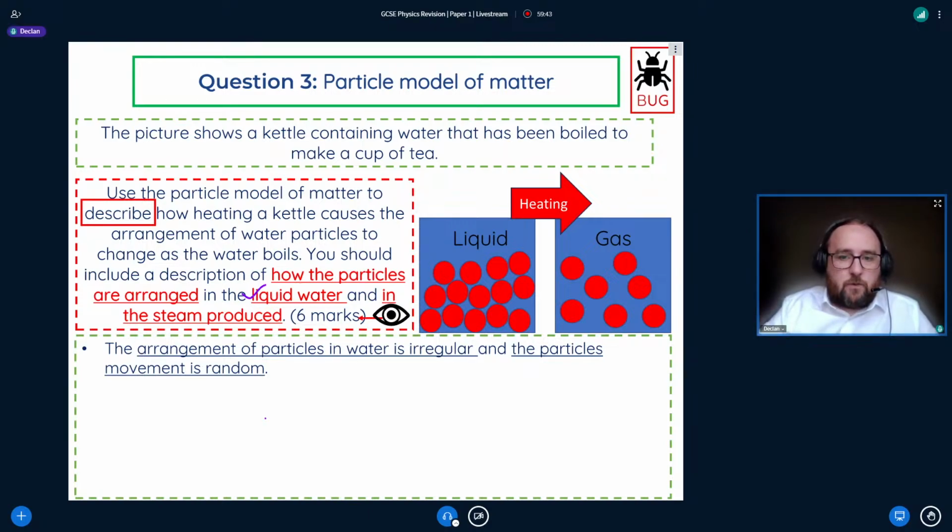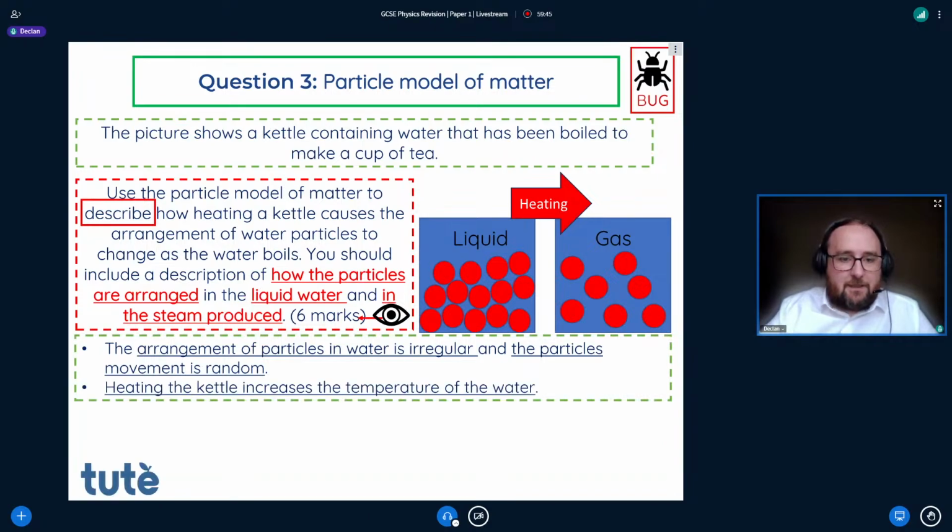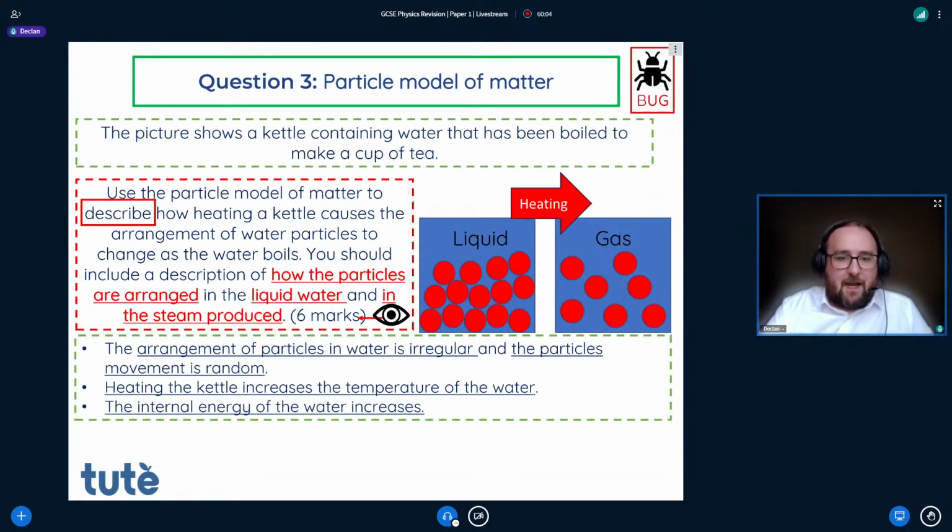Next, what are we doing next? We're having to heat it, so make sure I say this: heating the kettle increases the temperature of the water. It might sound stupidly obvious, but by heating it, it's increasing that temperature. So there, I've got my next point. What's that then doing inside the actual liquid? Thinking about that internal energy, because we're increasing the temperature, the internal energy is also increasing. So we're breaking it down into these steps here.